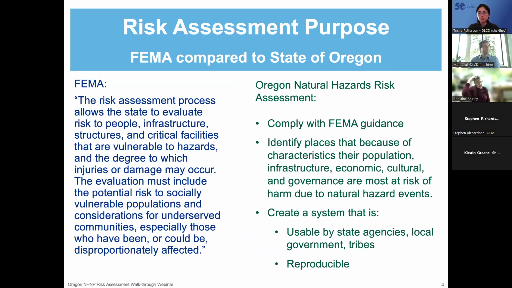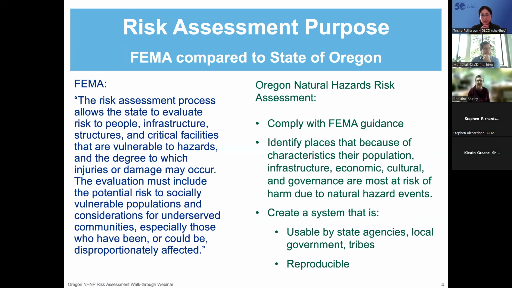So a risk assessment is a key element of the Natural Hazard Mitigation Plan, and FEMA has some specific requirements necessary for a risk assessment. I'm not going to read this whole thing, but the basic idea is that they want the risk assessment to identify critical facilities, state-owned buildings, and risks to people. That's for the state risk assessment. And the current guidance suggests or mandates that we include potential risk to socially vulnerable populations.